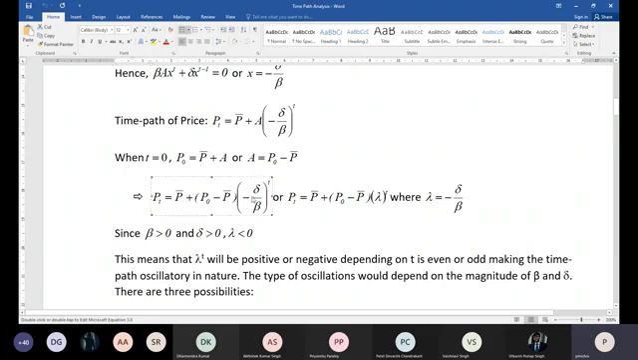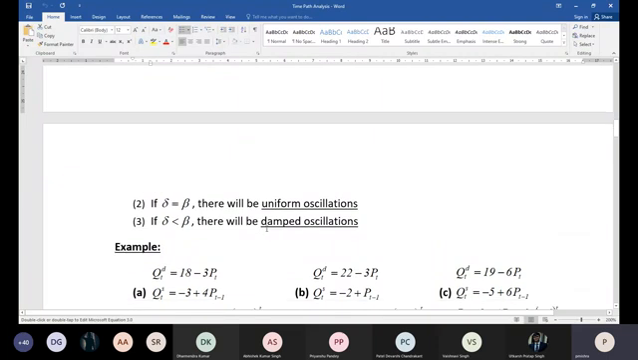But one thing is very clear, you can see there is a minus sign here, and this essentially suggests that the time path of price will be oscillatory. So there will be fluctuations. Now, whether this fluctuation would be dampening or explosive or regular depends on the relative strength of delta and beta. If this ratio is less than 1, then there will be damped oscillations. If it is greater than 1, then there will be explosive oscillations. And if it is equal to 1, then there will be regular oscillations.